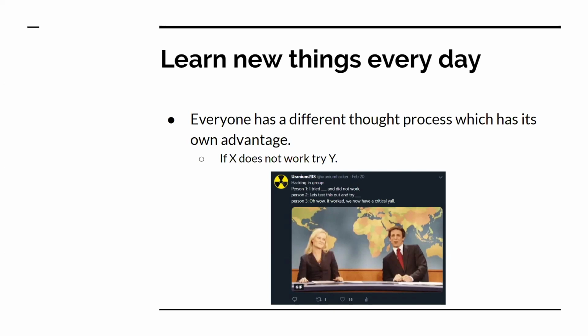And then, as the tweet shows, person 1 said, I tried this and it didn't work. Person 2 said, let's try this. And then person 3 is like, yeah, it worked. We got a critical now. And that's literally what happened with us when we were doing the group hacking.